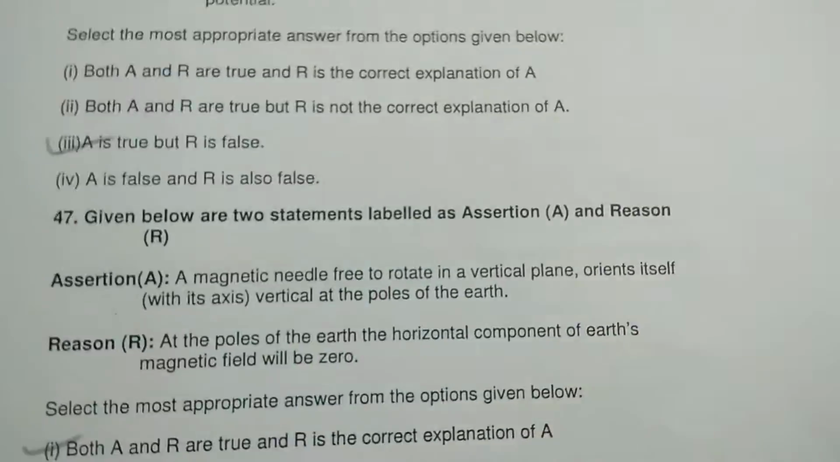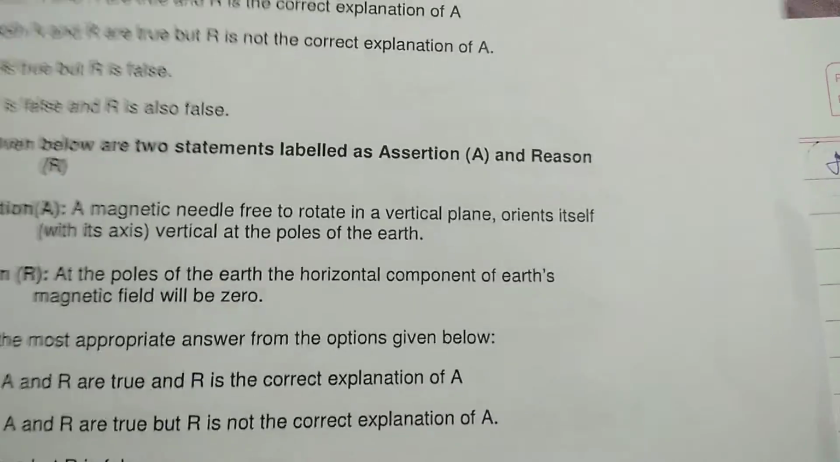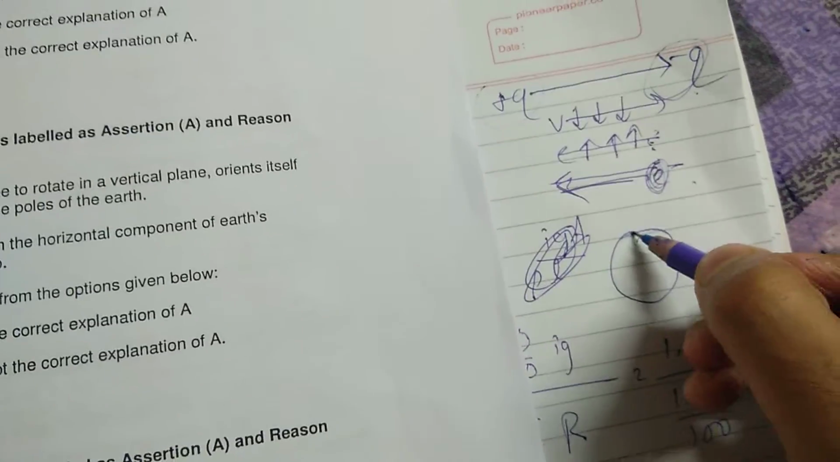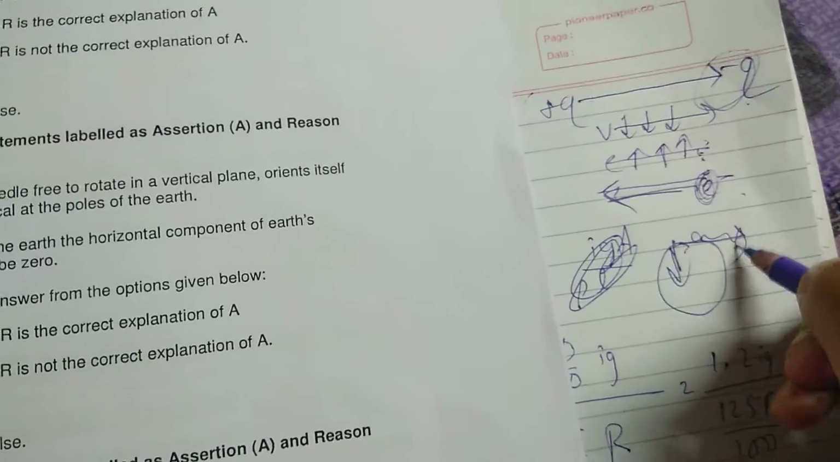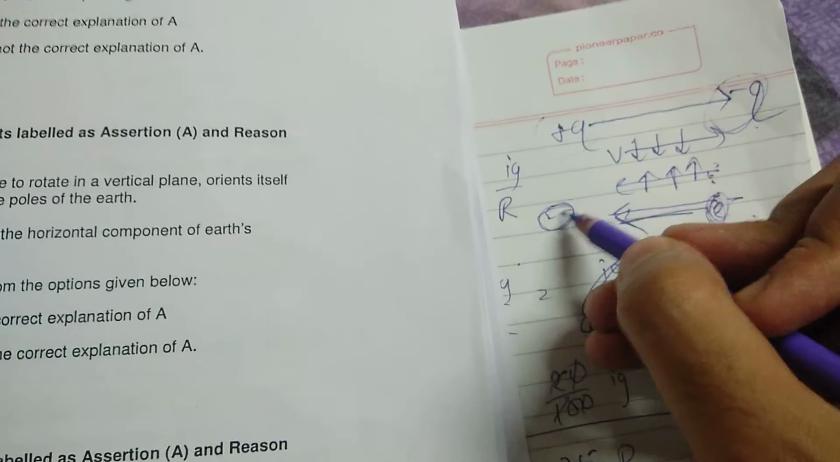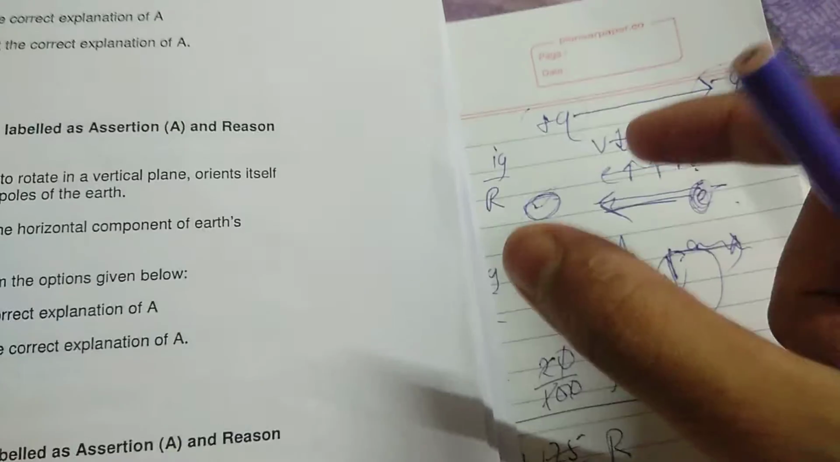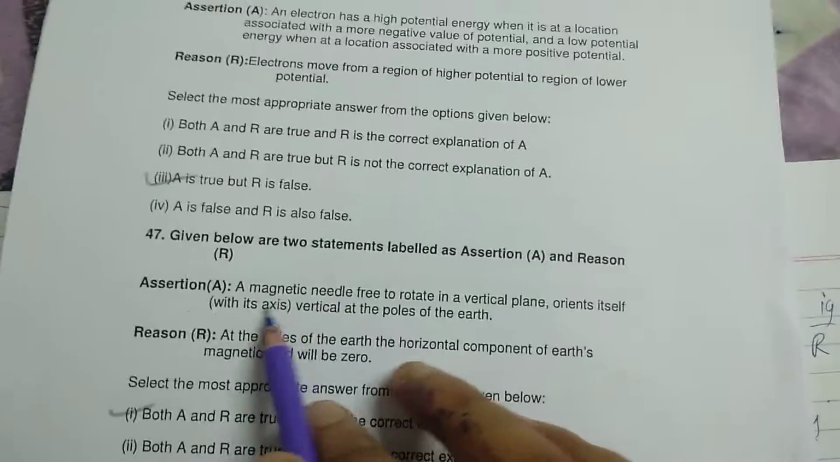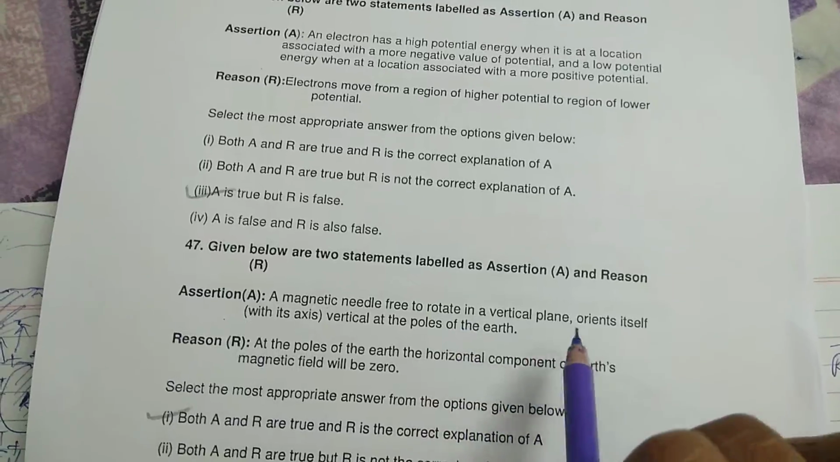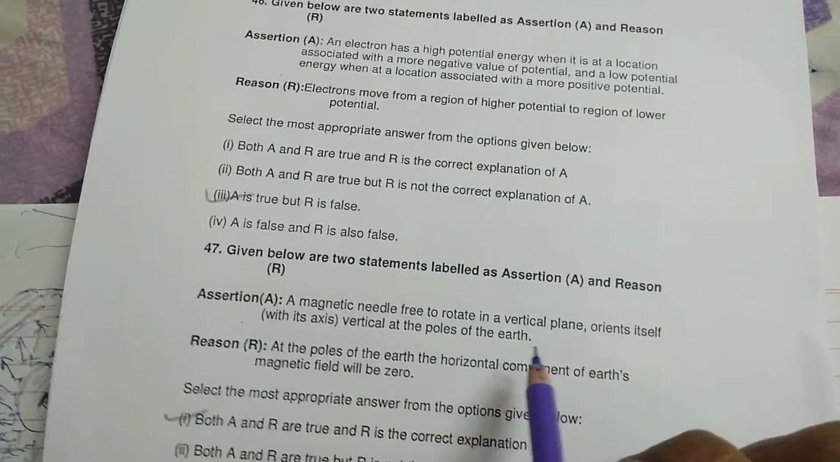Next is a magnetic needle free to rotate in a vertical plane, orients itself with its axis vertically at the poles of the earth. So see, at the poles of the earth, there is no horizontal component, only vertical component is there. If you take a normal compass, the compass will point in all directions, because the compass will be confused. Such a compass is only allowed to rotate in the horizontal direction. But if a magnetic needle is free to rotate in the vertical plane, it orients itself with its axis vertical at the poles of the earth.